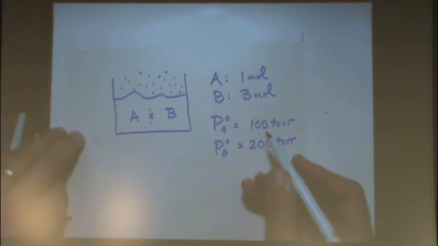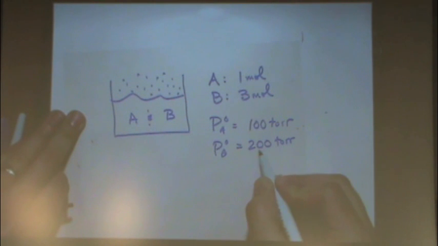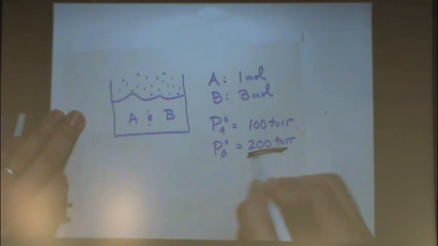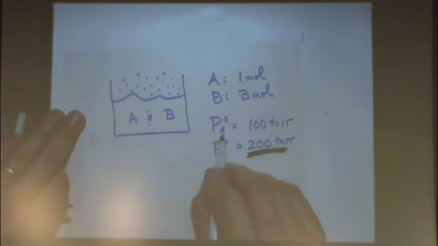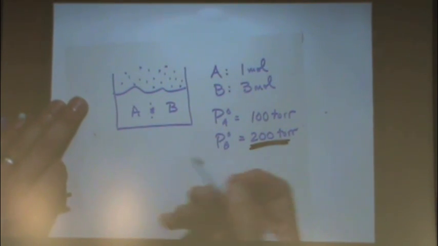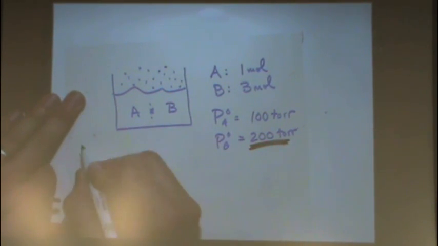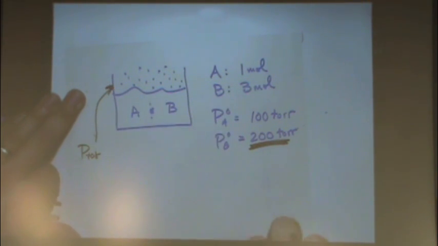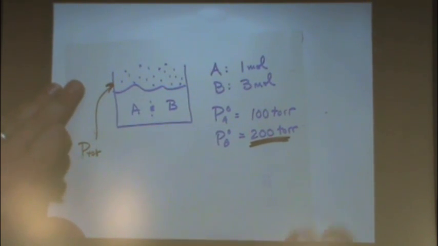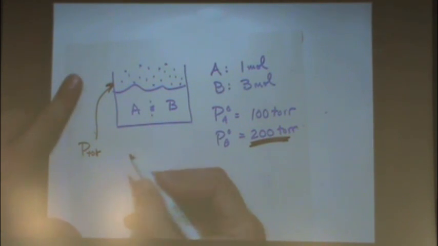All right, we're back. Does everybody get that B has a higher pure pressure? Does everybody know what pure pressure means now? Pure pressure, just B alone and just A alone. So let's say I wanted to find P total above here. What's the total pressure given by A and B together? How do you find that?